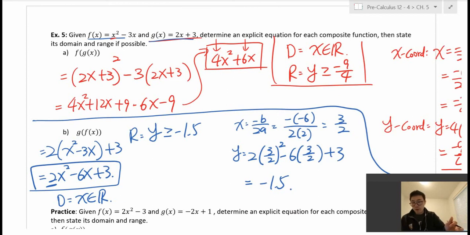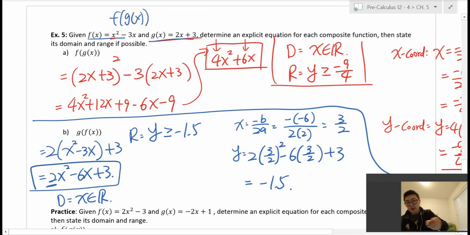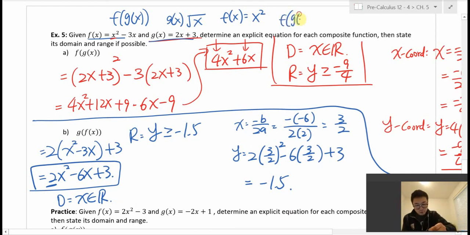If there's a restriction for either f or g, then you got to be careful. Okay, because let's say we have f of g of x, and let's say g of x is, let's say, square root of x, and let's say f of x is x squared. Okay, so if you do f of g of x, this is going to be square root of x squared, which is going to be x.